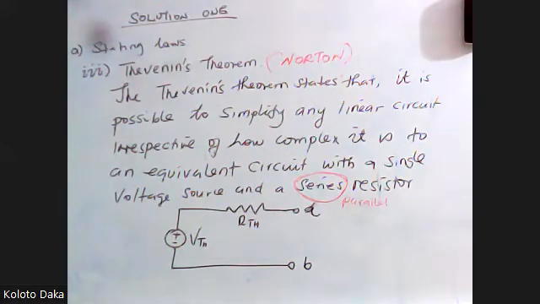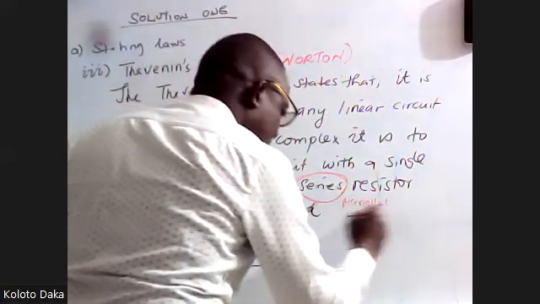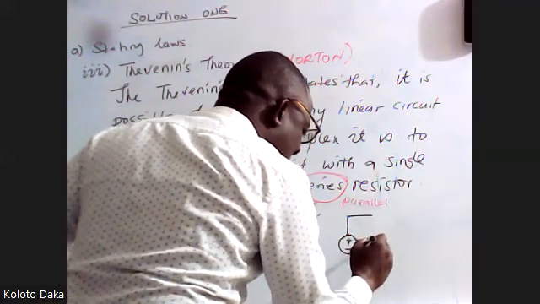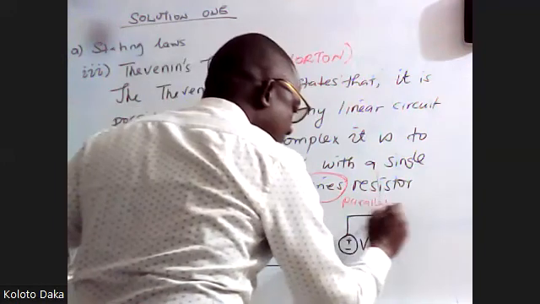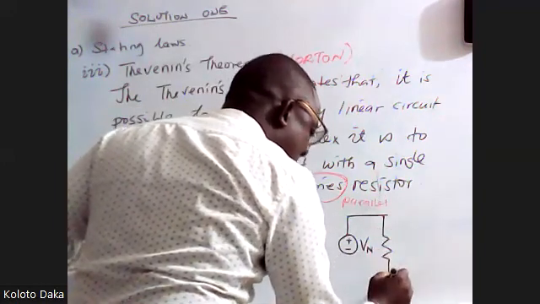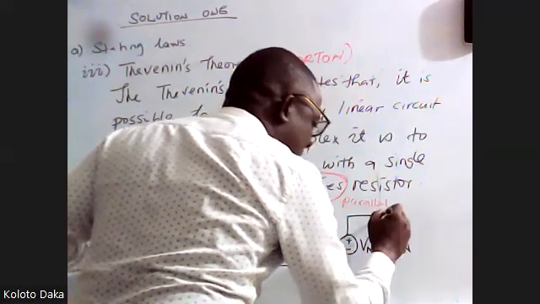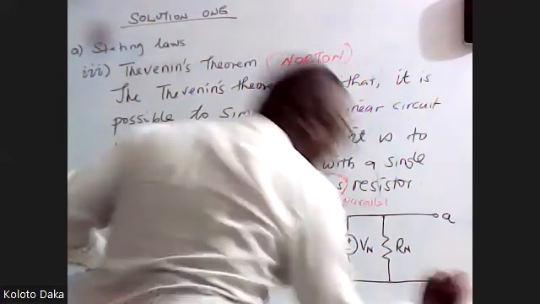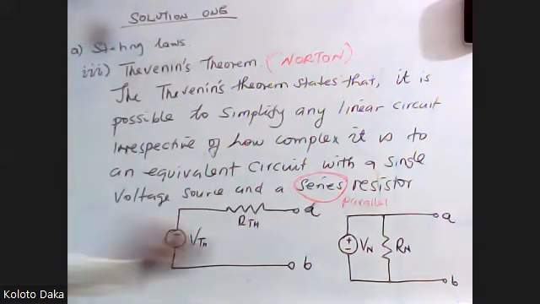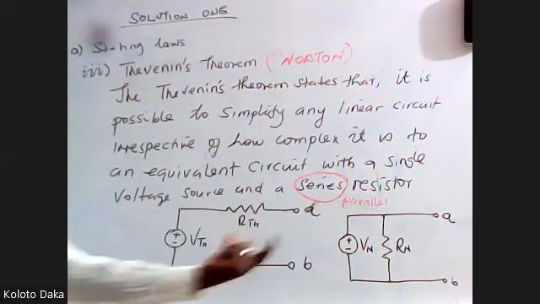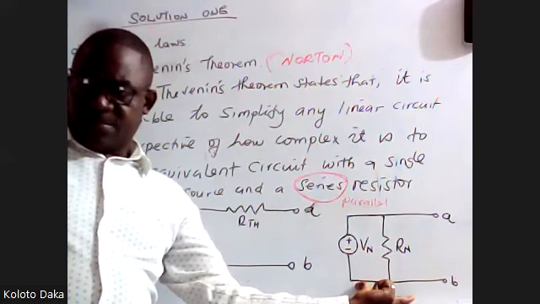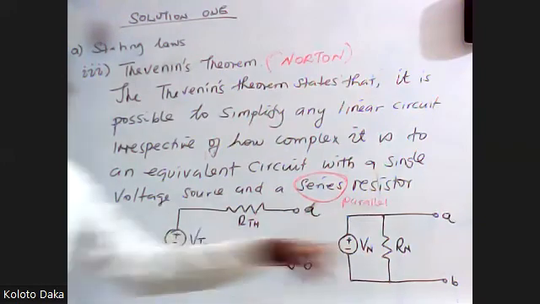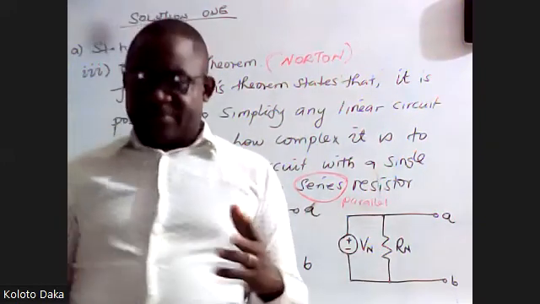And the circuit will look like this. This will be V Norton in parallel to R Norton. We have our A there. So this is your Thevenin circuit. This is your Norton circuit. In Thevenin, the resistor is in series. In Norton, the resistor is in parallel.